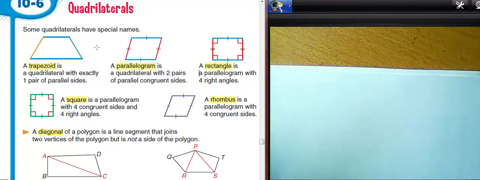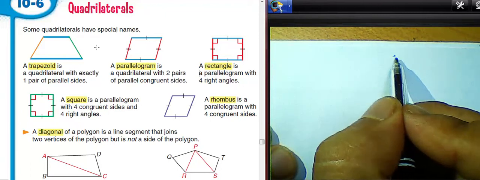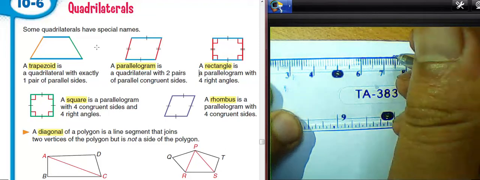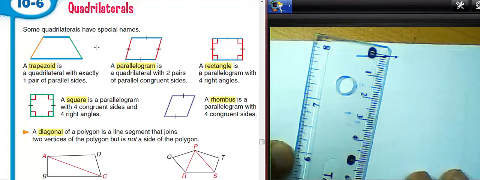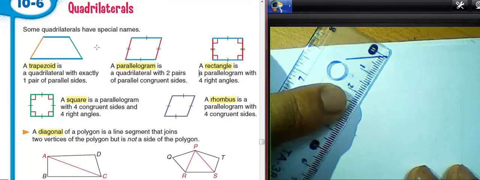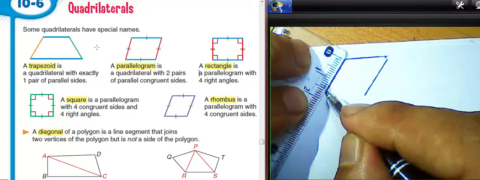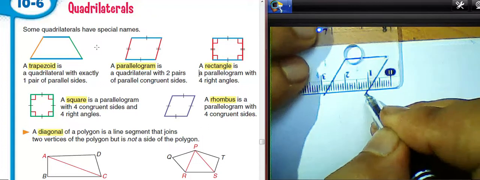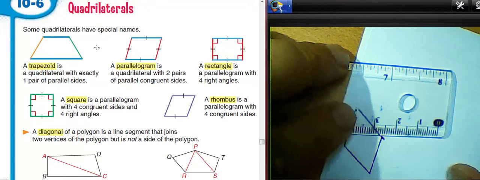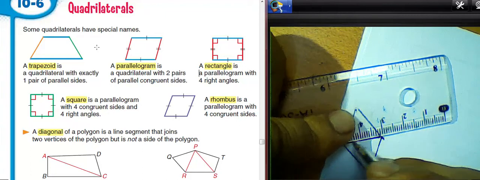A rhombus is a parallelogram with four congruent sides. It's a rhombus. We can draw a rhombus such that all sides are equal in length. A parallelogram with four congruent sides will be a rhombus. Look at here. We can draw a rhombus.